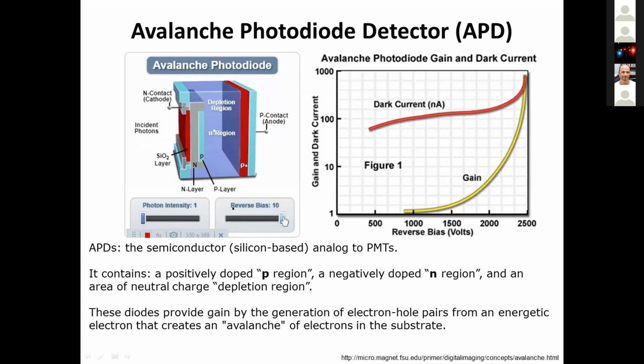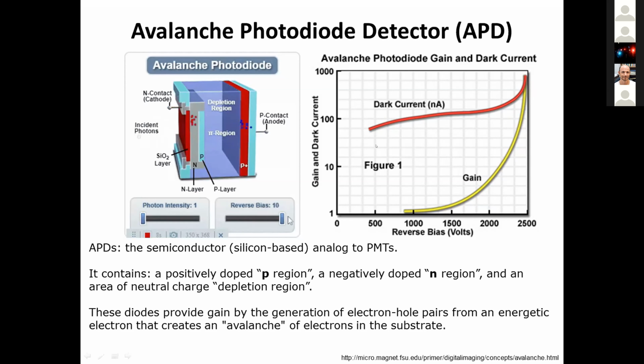And I found this animation on the web page very interesting. You can play around with the number of photons hitting the surface as well as the reverse bias, and you can see that if I increase the reverse bias from 1 to 10, this increases the amplification that you can find. Well, as much as you increase this reverse bias voltage, of course you start to increase the dark current, and this is the bad side of this.